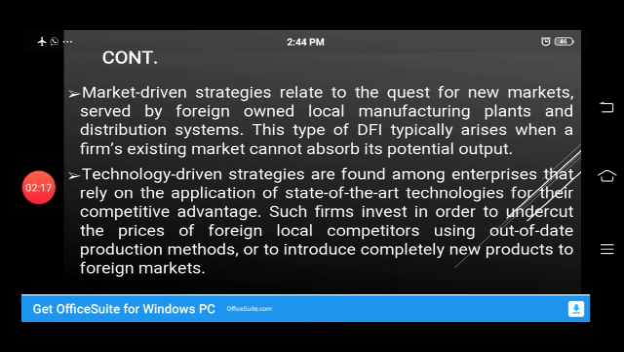Third one is technology driven strategies. Technology driven strategies are found among enterprises that rely on the application of state of the art technologies for their competitive advantage. Such firms invest in order to undercut the prices of foreign local competitors using out of date production methods, or to introduce completely new products to the foreign markets.